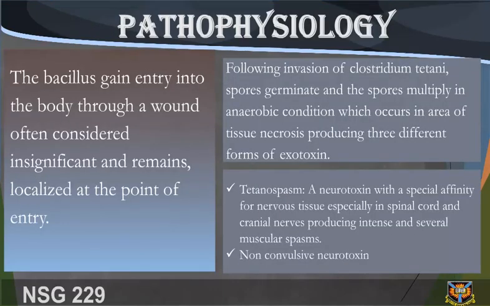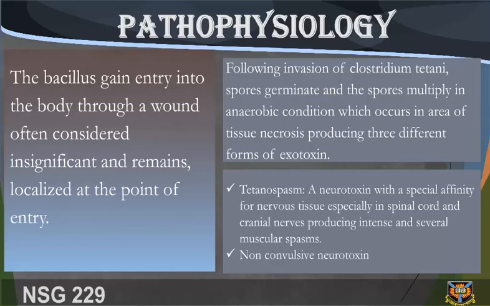Pathophysiology. The bacillus gains entry into the body through a wound often considered insignificant and remains localized at the point of entry. Following invasion of Clostridium tetani, spores germinate and multiply in anaerobic conditions, which occur in areas of tissue necrosis, producing three different forms of exotoxin.